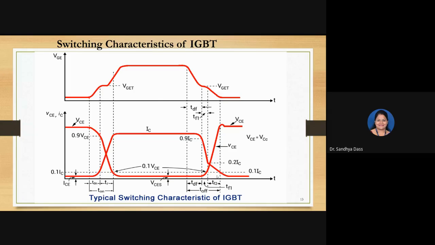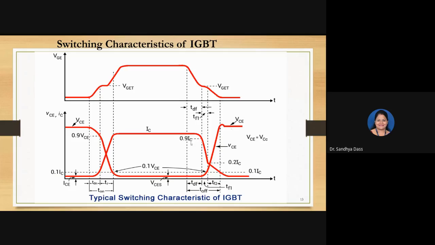Then final fall time is nothing but the time during which the collector current drops from 0.2 IC to 0.1 IC, and the VCE rises from 0.1 to its maximum value.